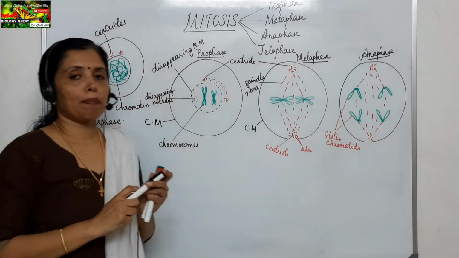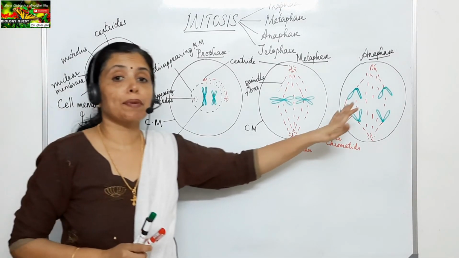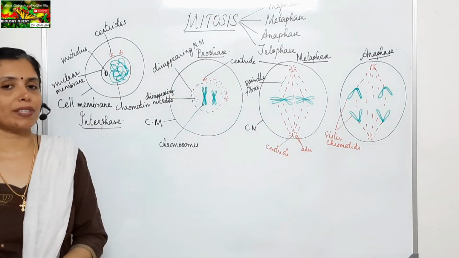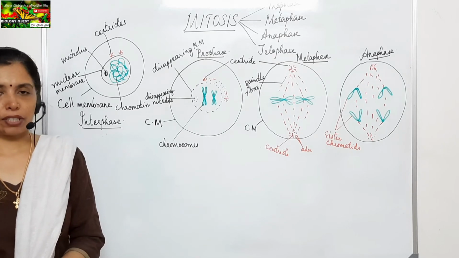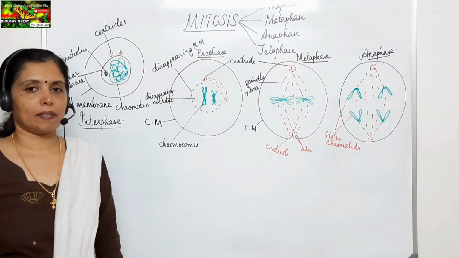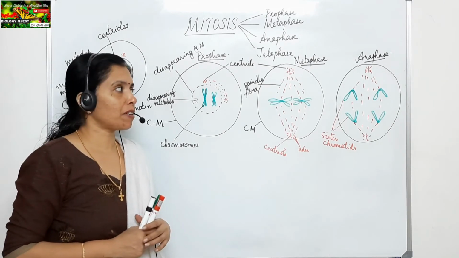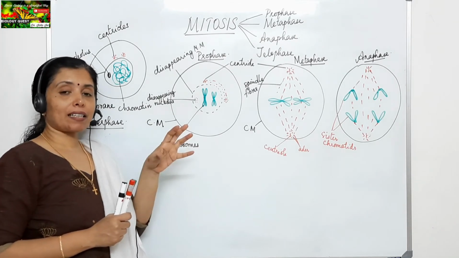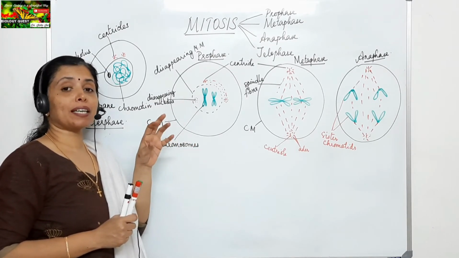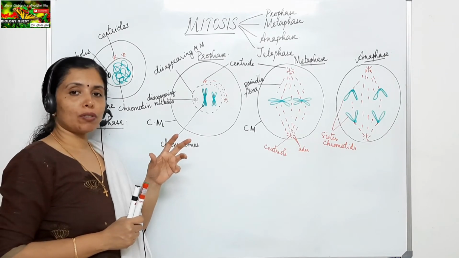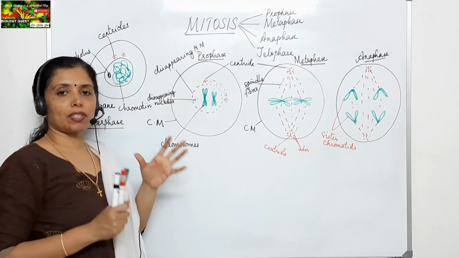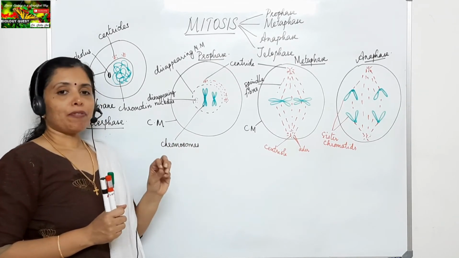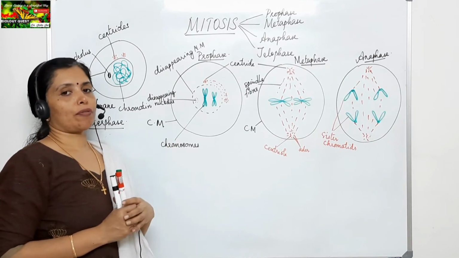So what is to be remembered during anaphase stage? The centromere splits and the sister chromatids are pulled to the two opposite poles of the cell. How? By the contraction of the spindle fibers. Where exactly are these spindle fibers attached? The spindle fibers, I told you, are attached to the centromere. The exact attachment of the spindle fibers is to the kinetochores. What are kinetochores? Kinetochores are disc-shaped structures present at the centromere.